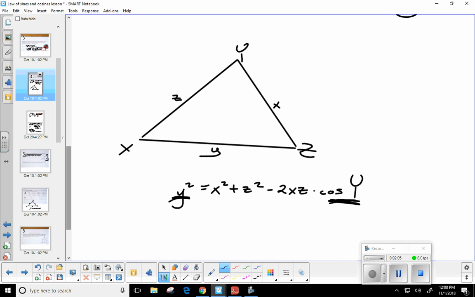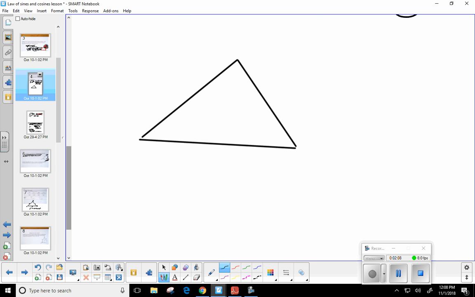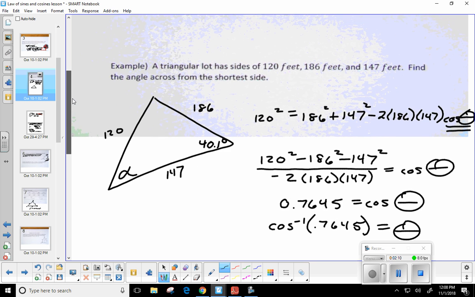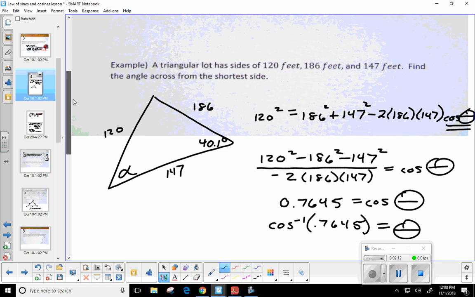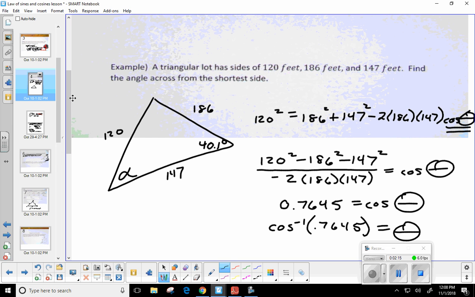Okay, and let's see exactly where we were on this problem. It says a triangular lot has sides of 120, 186, and 147. Okay, find the angle across from the shortest side. Okay, and it looks like we got that taken care of. The angle we're looking for would be across from the smallest side. How would I know which one is the largest angle? There you go. You're looking for the angle directly opposite or across from the largest side.